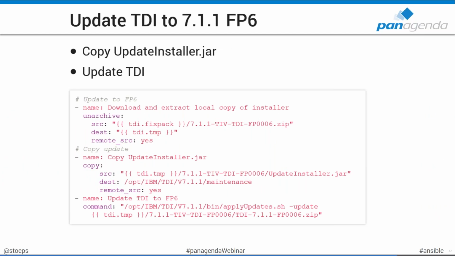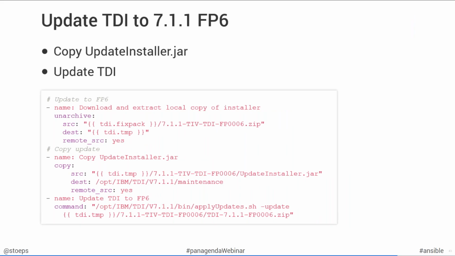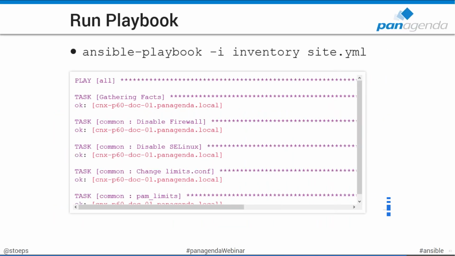Second step for TDI, updating it to fixpack 6. So I copy the update installer jar to the local machine, and then I call the update command for TDI, and the TDI update runs through in some seconds. That's all. And here, finally, we see the view when a playbook is started or runs.